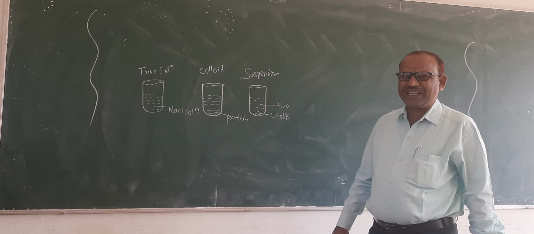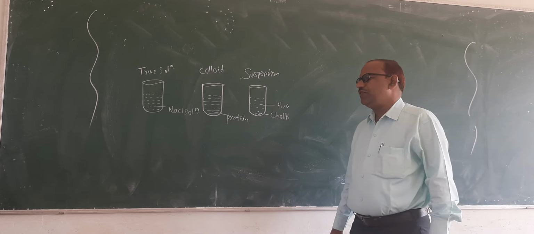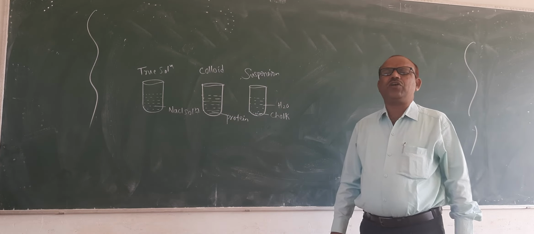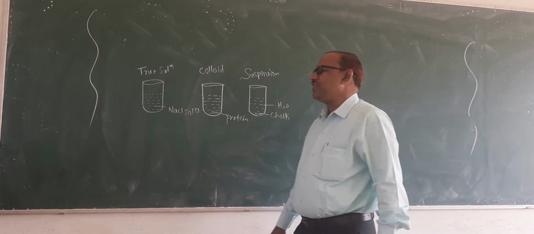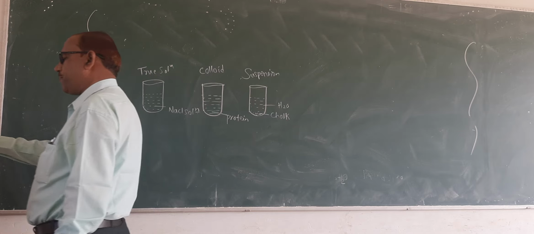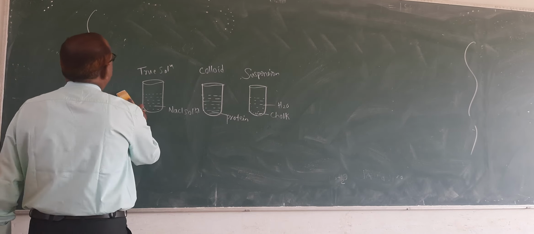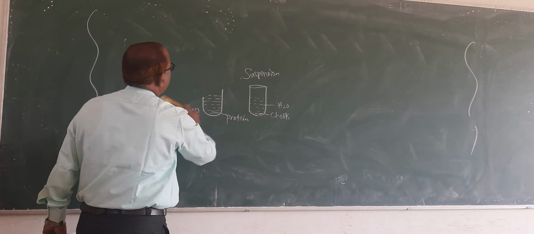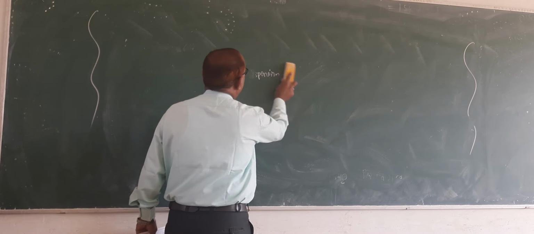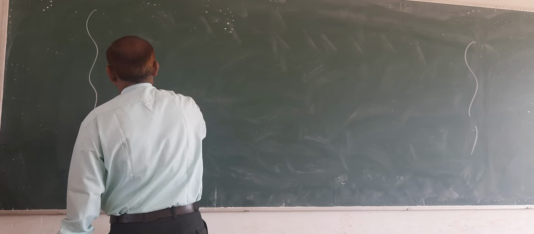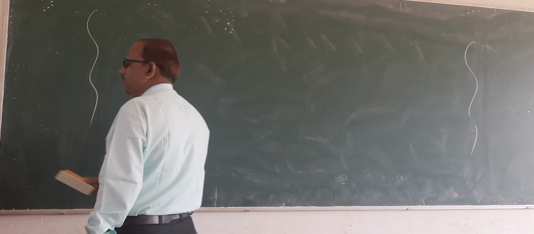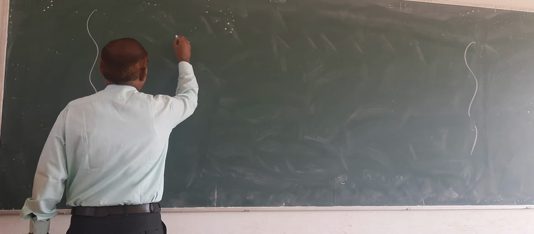A colloid is a type of substance in which the dispersed particles cannot be seen through the naked eye but can be seen through the microscope. This is one general statement I have given, but after knowing the brief information, it lies in between a true solution and a suspension. Now we go for the exact definition of colloids.